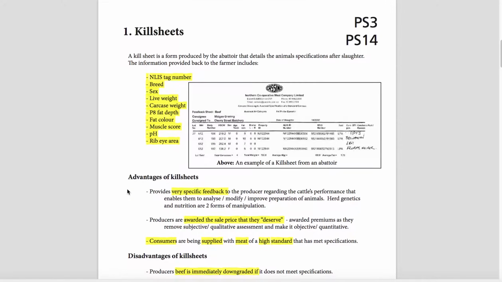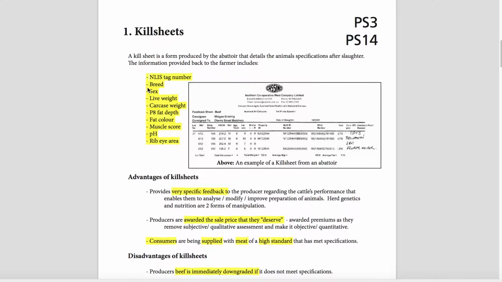And the first one is kill sheets. So this is an example here of a kill sheet. This is basically when an animal is sent to the abattoir and it's killed, you get a sheet back that says all the information about that individual animal. So it'll say fat depth, the fat color, the marbling score, the age of the animal, the NLIS tag number, all the information that's measured, even the pH of the meat, all that information will be measured and written down on a kill sheet, and the farm will get back the kill sheet. And then that way they can work out how their animal performed, basically.